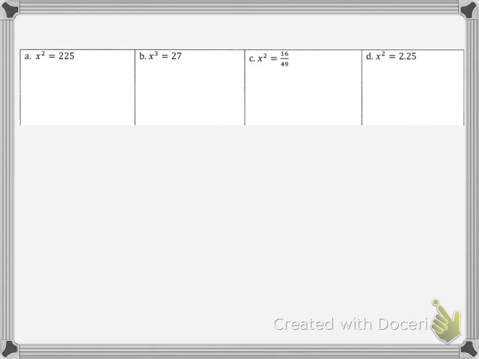So in the next part, we're trying to solve for x, which means we're trying to find what value x could be. So if x squared is 225, what value or values could x be? So hopefully you said 15. And so x could be equal to plus or minus 15. So that's how we indicate, right here sometimes, that your answer could be positive or negative.